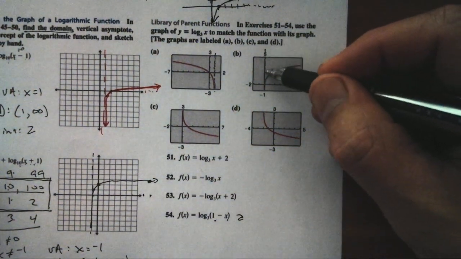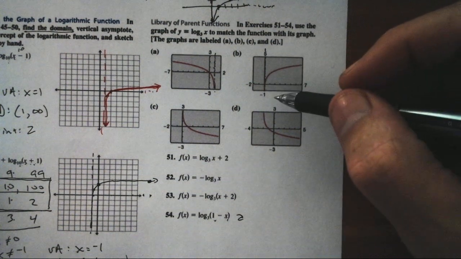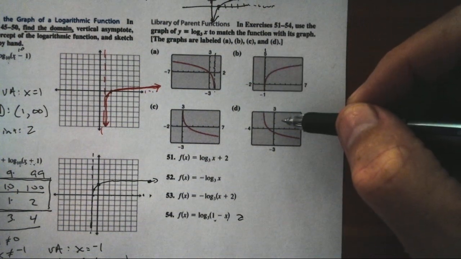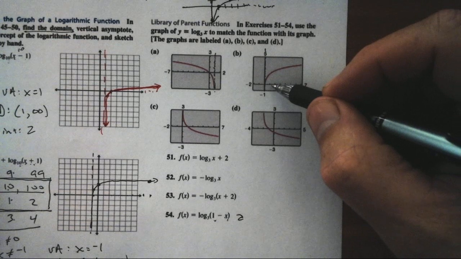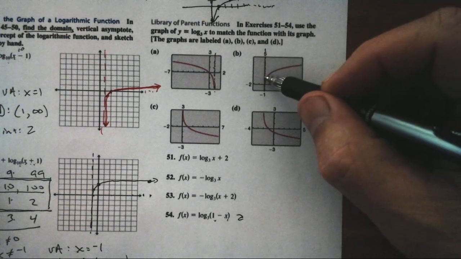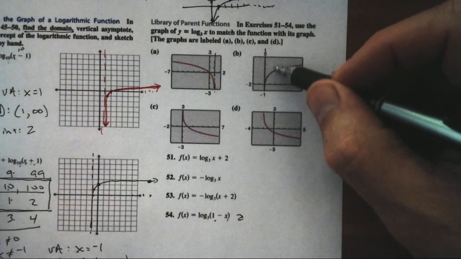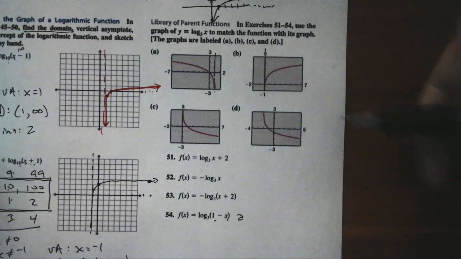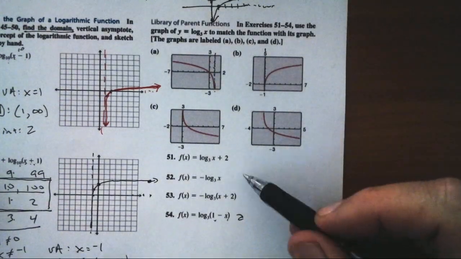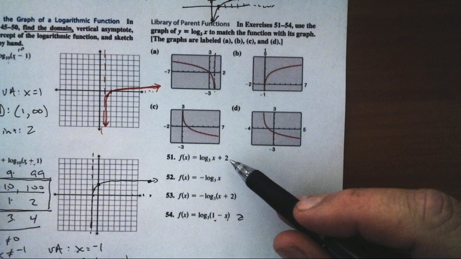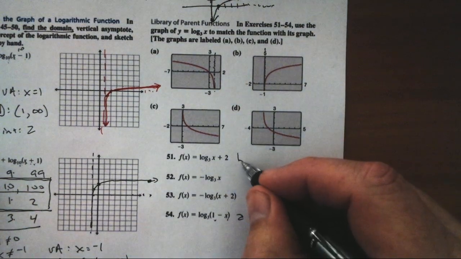How about B? B has the same asymptote, so I don't think it's shifted right or left, but it does look like it's a little bit higher. Like at 1, tough to tell here. It looks like it's shifted up a little bit. Any of these look like they're shifted up? There's a post function plus 2. I'll bet this one's B.